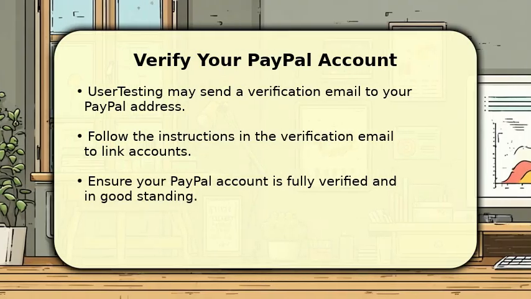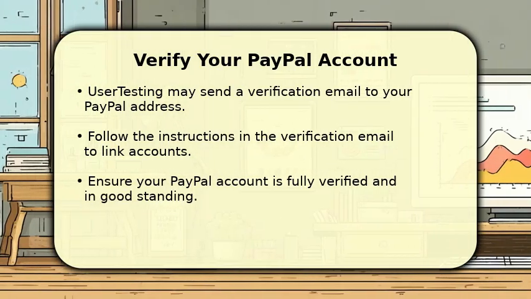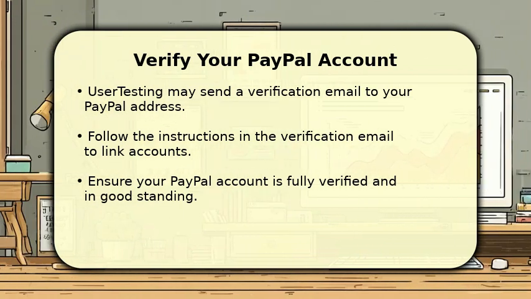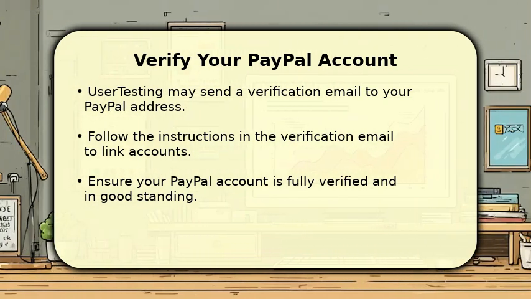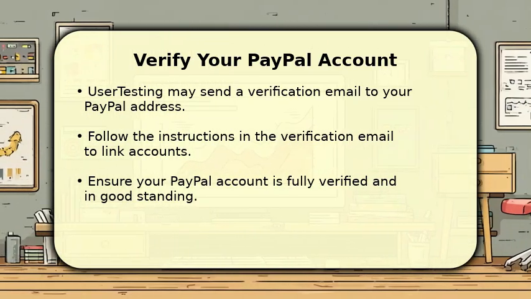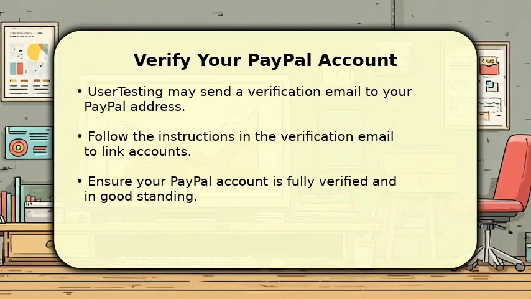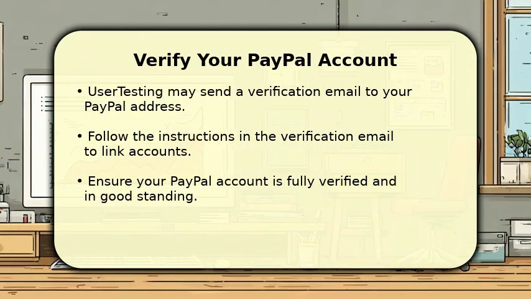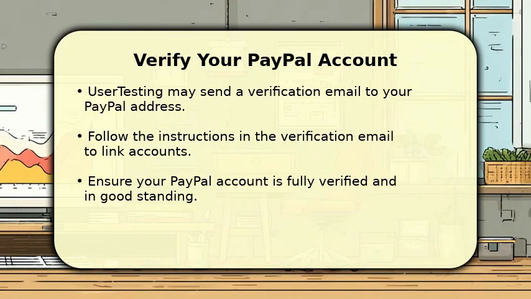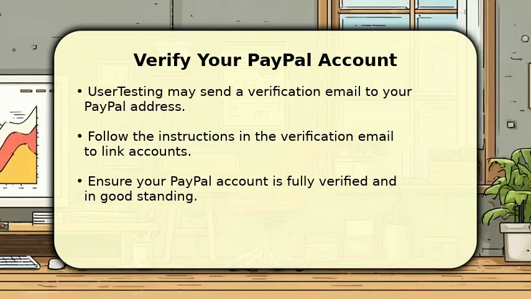After selecting PayPal and entering your email, UserTesting typically sends a verification email to that PayPal address. Open this email and follow the instructions provided to successfully link your accounts. It is also important to ensure your PayPal account itself is fully verified and in good standing, as this can impact payment processing. This step confirms the secure connection.